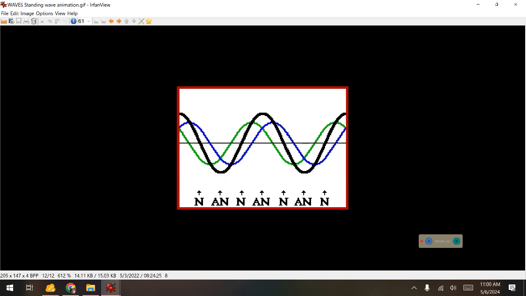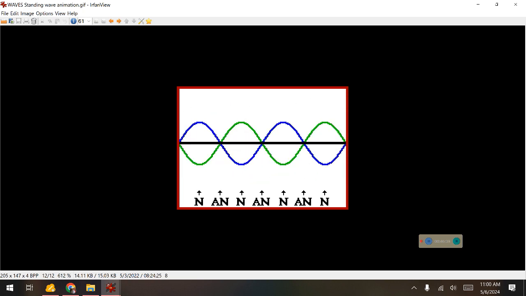That's a standing wave. Do your homework tonight, do your research tonight.